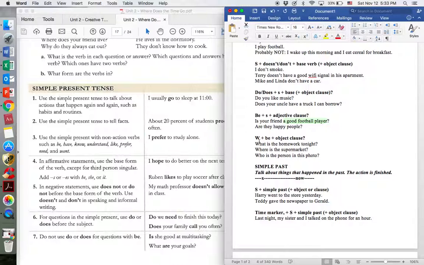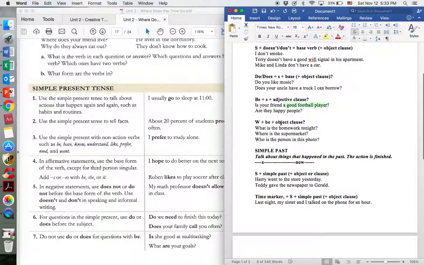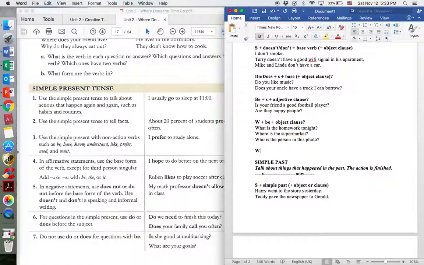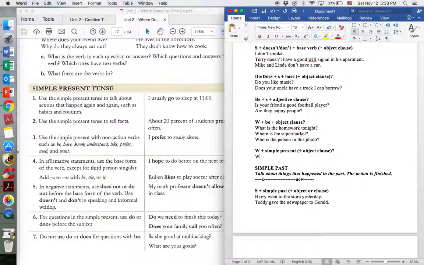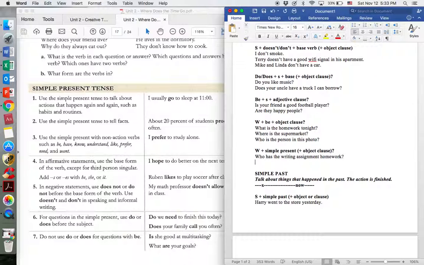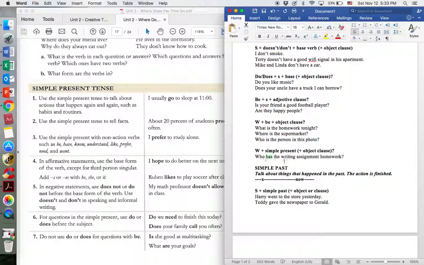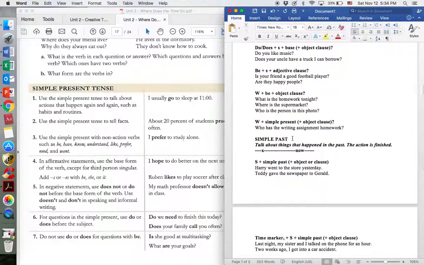These are yes-no questions. If we want information questions, then we'll have our W word with be, and then the object clause. What's the homework? Where's the supermarket? Who's the person in this photo? Or, yet another one, W plus simple present plus object clause. Who has the writing assignment homework? Question mark. Right, and I'm pretty sure you're going to use this mostly with have, has. But there are certainly others that I didn't prepare right now, sorry.